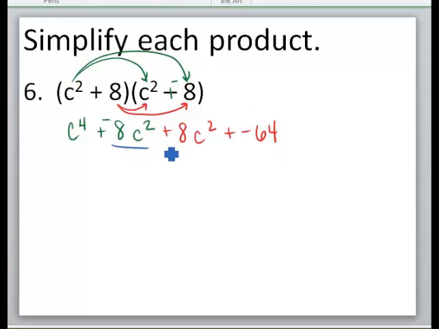Combine the like terms, I get 0, and then I have minus 64. So c to the fourth minus 64, the middle terms fall out again.